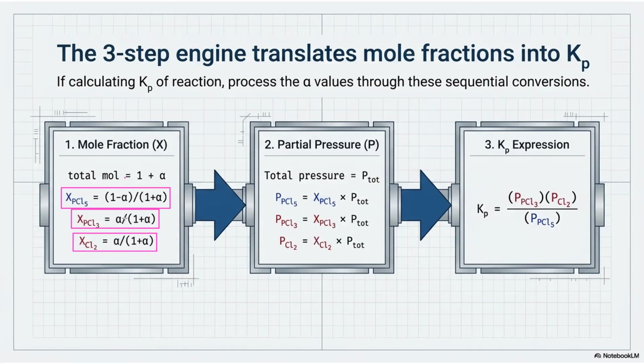Once you get the mole fraction, you can use it to calculate the partial pressure. The partial pressure of PCl5 is equal to the mole fraction of PCl5 times P total. The partial pressure of PCl3 is the mole fraction of PCl3 times P total, whereas the partial pressure of Cl2 is equal to the mole fraction of Cl2 times P total. Then you express Kp as equal to PCl3 times PCl2 over PCl5. You substitute the values inside there, and that is how you calculate Kp.